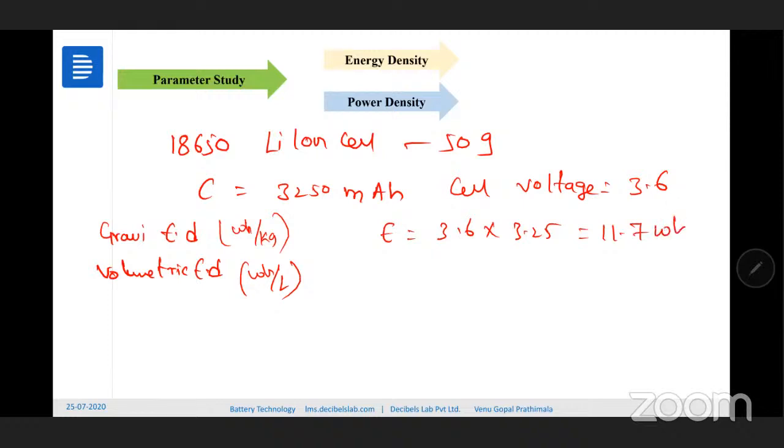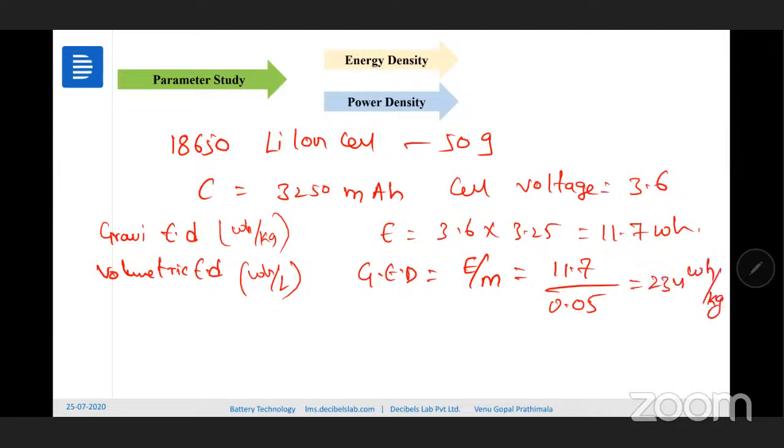So it is coming around 11.7 watt hour. So now gravimetric energy density, let it be GED equal to E by M. So it is 11.7 divided by 50 grams, converting into kgs. It will become 50 divided by 1000, 0.05 kgs. So it is equivalent to 234 watt hour per kg. Okay, so that is the gravimetric energy density.